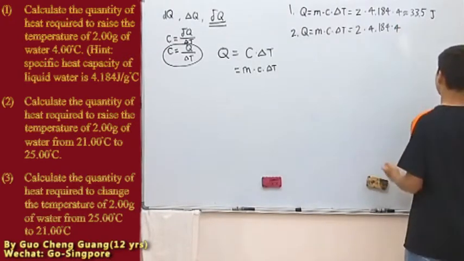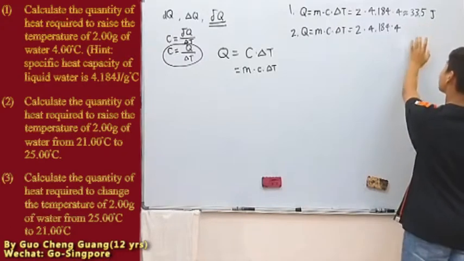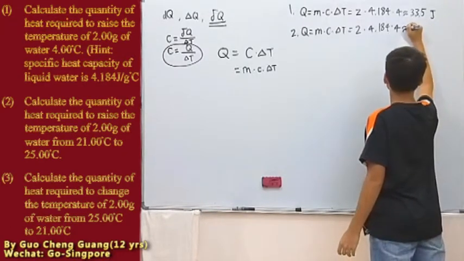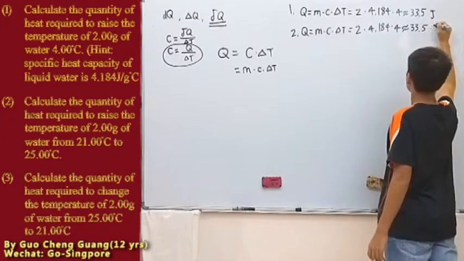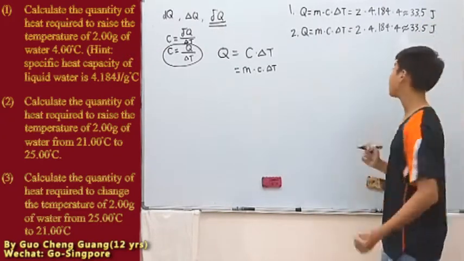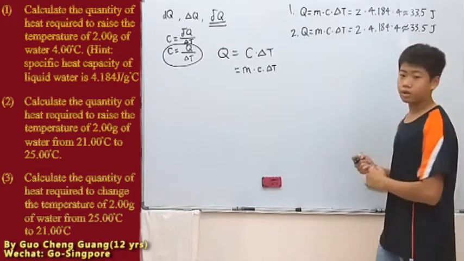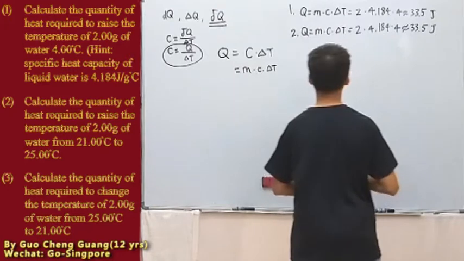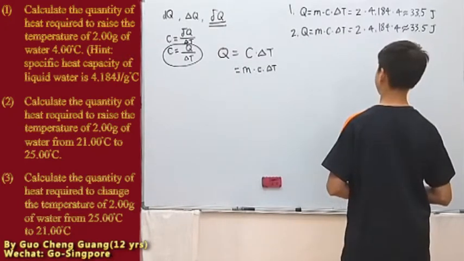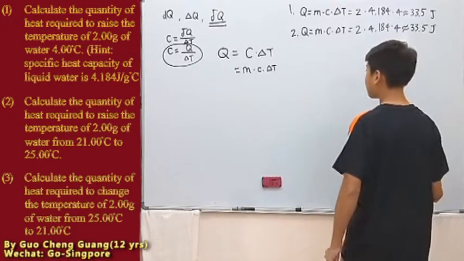Then here you get times 4 again. So you can just use the previous answer. That means it will become about 33.5 joules in this part. Well, if you just want to double check, yes, you can check it again. Alright, so here we already have 2 examples, right?